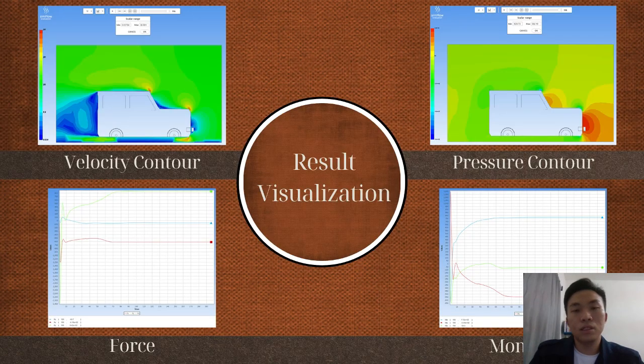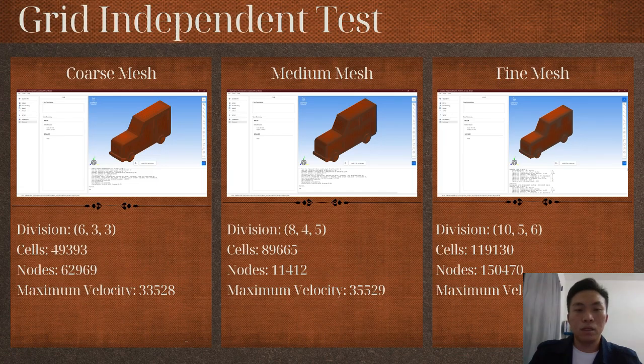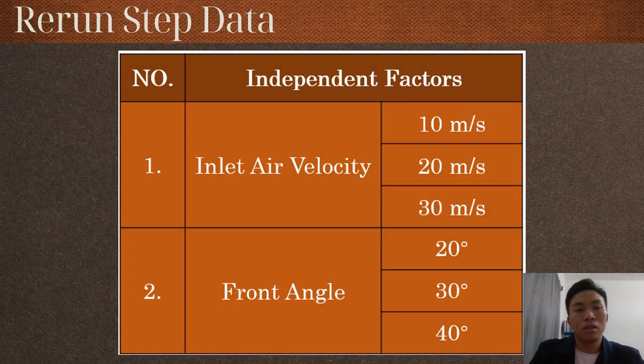Thus, this is the result shown in the same flow of running the simulation. We will get the velocity contour, pressure contour, force graph, and moment graph. In the grid independence test, I take three different mesh sizes to test, and after that I calculate the percentage difference to get the best mesh. Hence, after clearing this step, we can run other independent factors such as shown in this slide. Finally, we will get 6 sets of data to analyze.